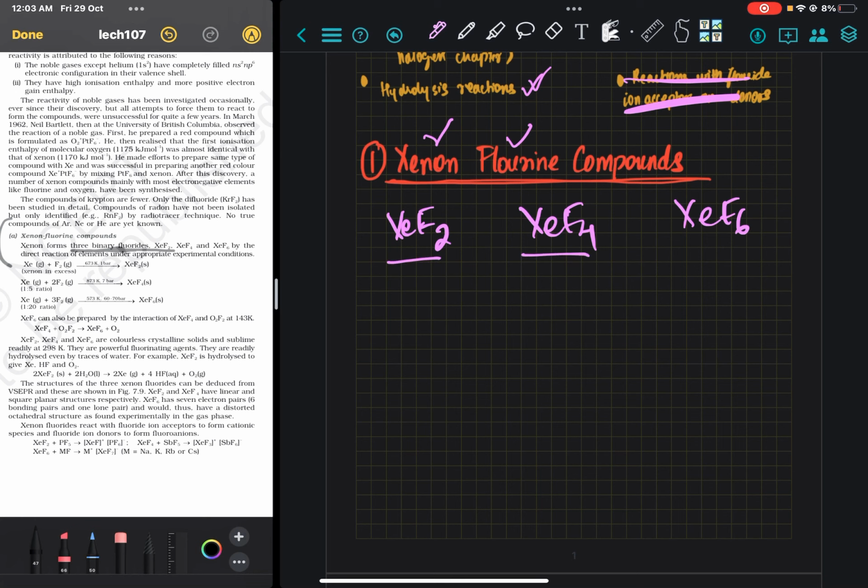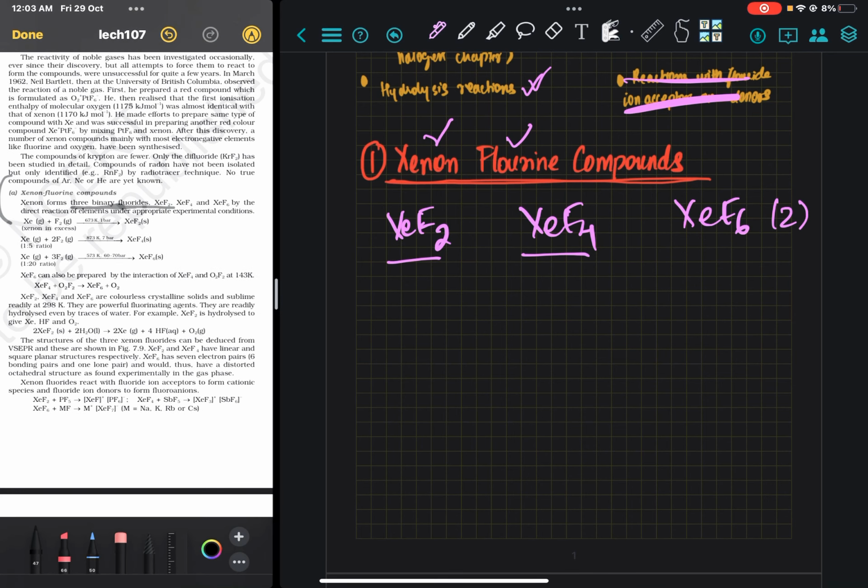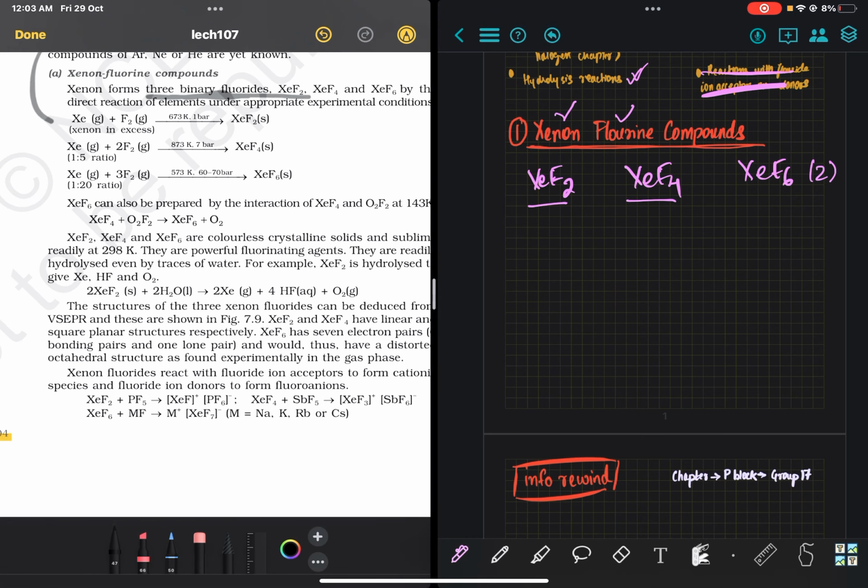In the NCERT, there's only one method of preparation each for XeF2 and XeF4, but they've given two methods of preparation for XeF6, which we're going to discuss. Before we go into the preparation methods, we'll do some physical characteristics of XeF2 and XeF4. I'll do it directly from the textbook.